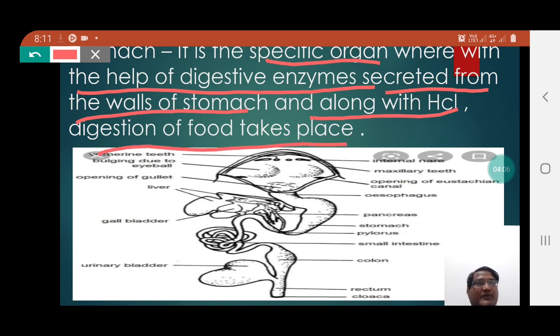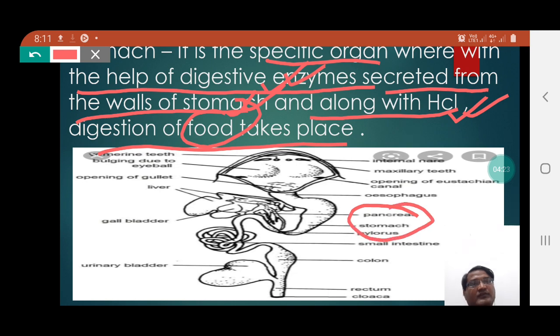So, students, in this stomach, the digestive enzyme is secreted from the walls of the stomach, and there is also presence of HCl which helps in the digestion of food. Now, students, here you can notice in this diagram the stomach. In this stomach, the wall secretes the digestive enzymes which help in the digestion of food, and along with it there is also presence of HCl which contributes in the digestion of food.